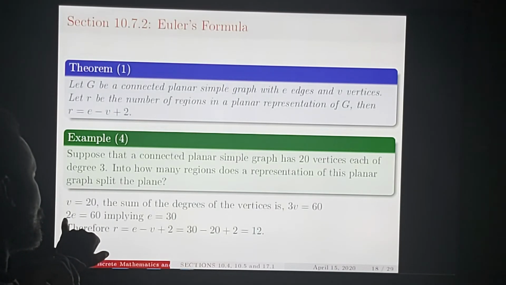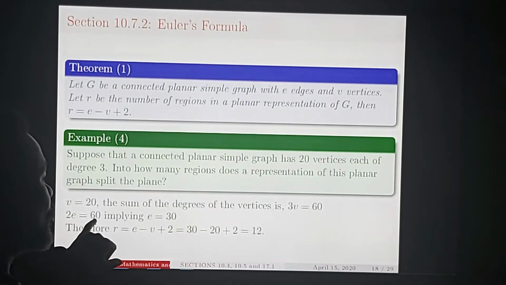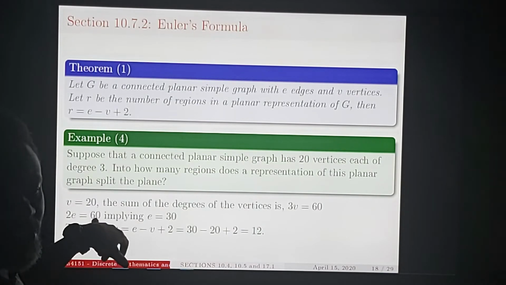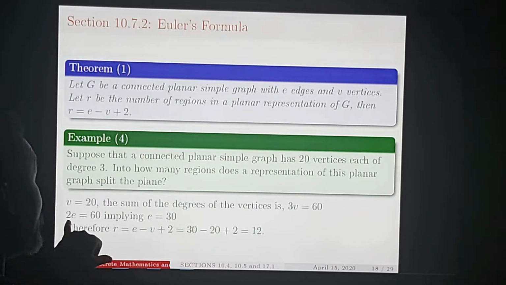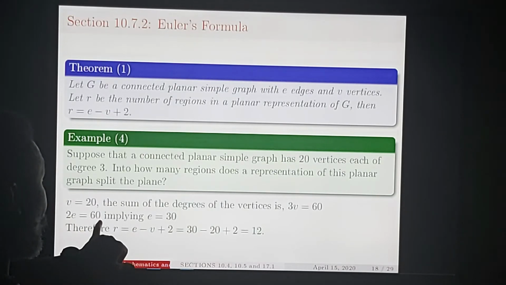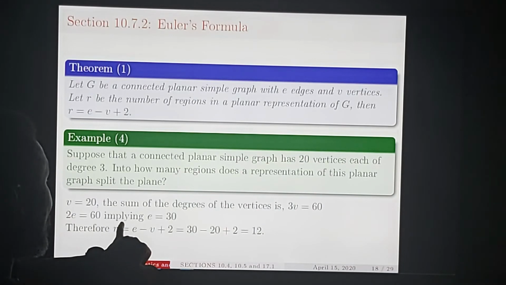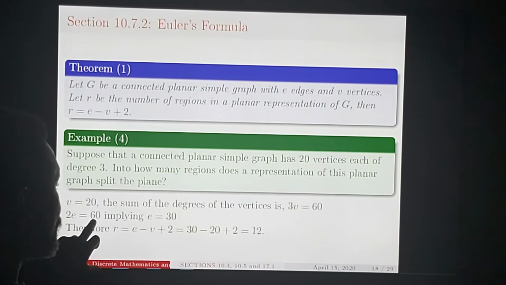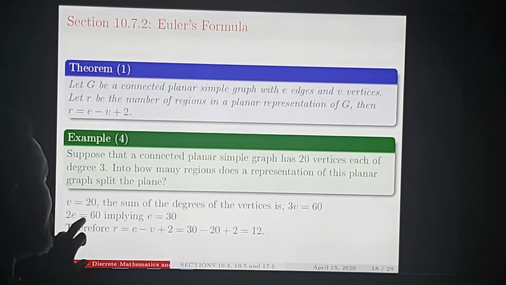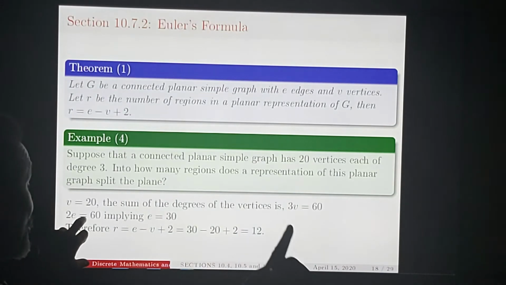That gives you twice the number of edges, gives you the total degrees of the vertices. So theorem 1 of section 10.2. This means that 2E, twice the number of edges, equals 60, implying E, which we are looking for, is 30. This 60 comes from this, and 2E is the formula from section 10.2.